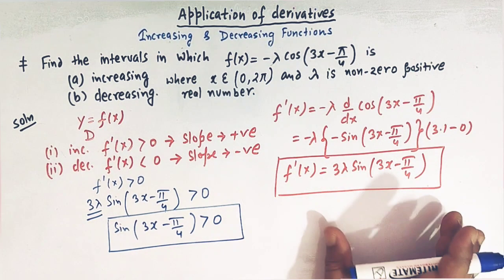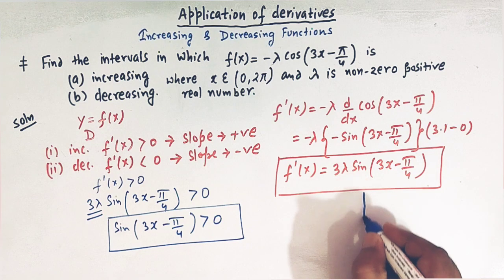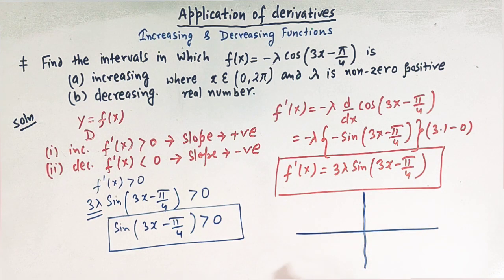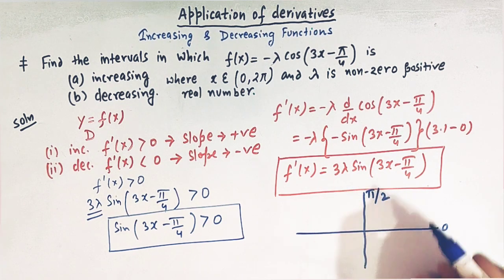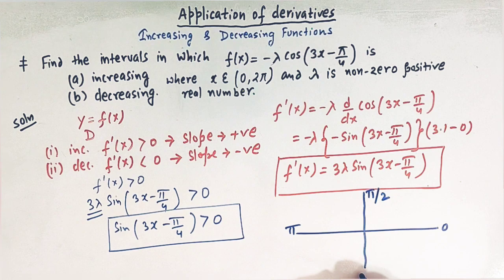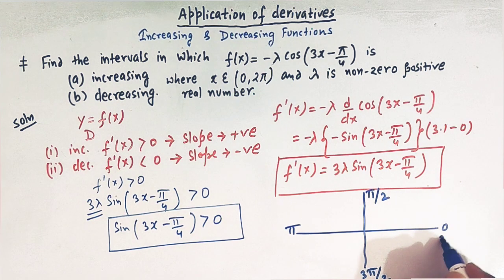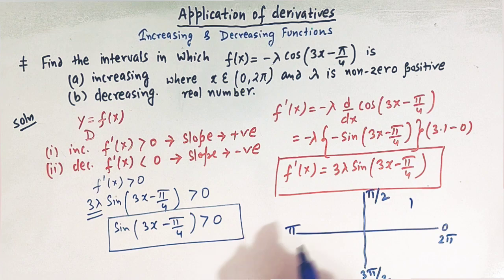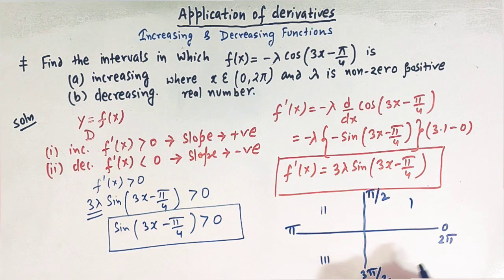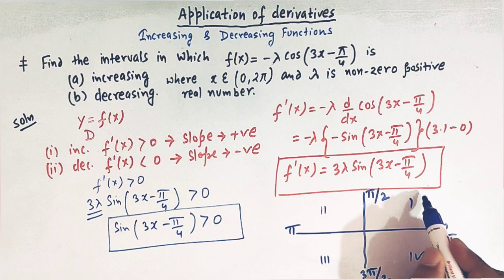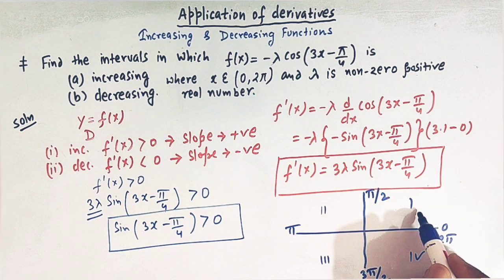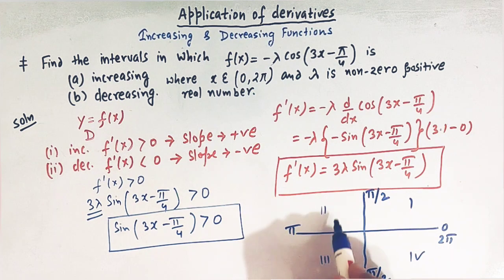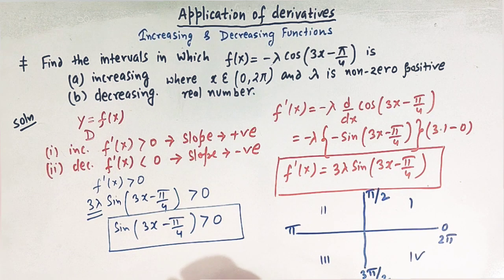Now let us make use of the sign convention, right? So from trigonometry we know that here we have 0, here we have pi by 2, here we have pi, and this is 3 pi by 2, and here we have 2 pi, right? So this is the first quadrant, this is second, this is third, and this is fourth, right? And in the first quadrant this sine function is positive, right? And in the second quadrant the sine function is also positive.